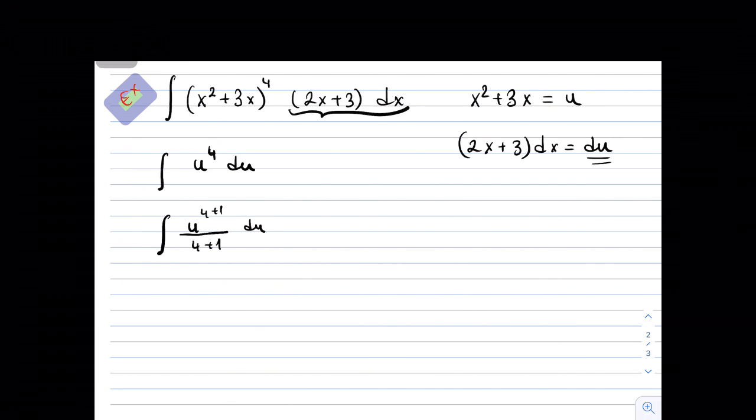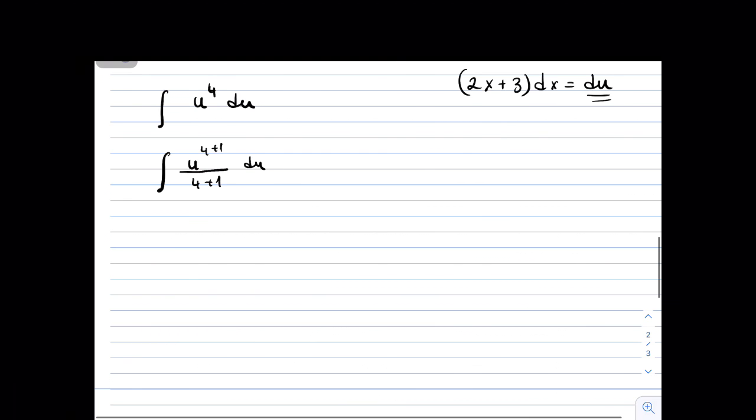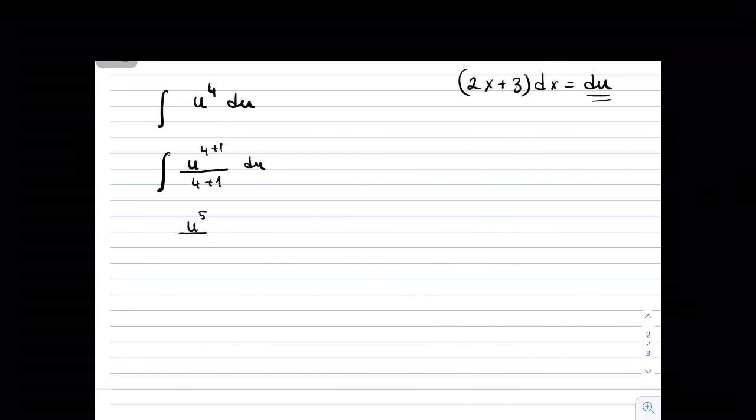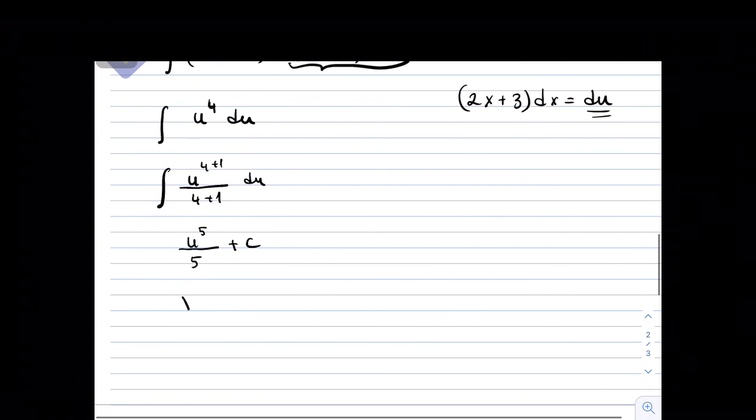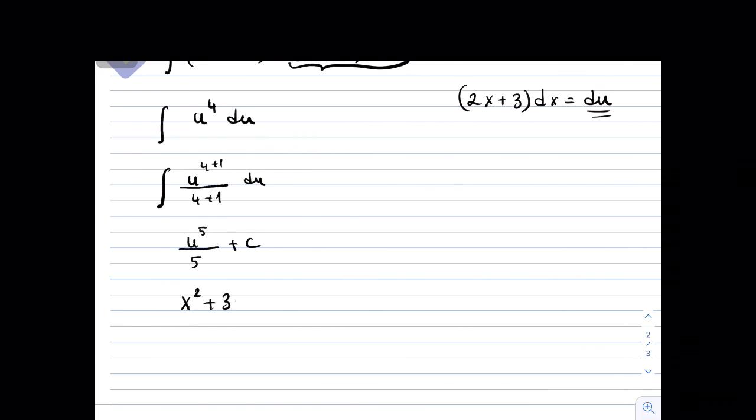Yep. Now there's no integration sign. Just write u to the 5 divided by 5 plus c. What is u? We said u is x squared plus 3x. So (x squared plus 3x) to the 5, divided by 5. Don't forget the parentheses and the 5 here, and then the constant. That's it. This is the answer.